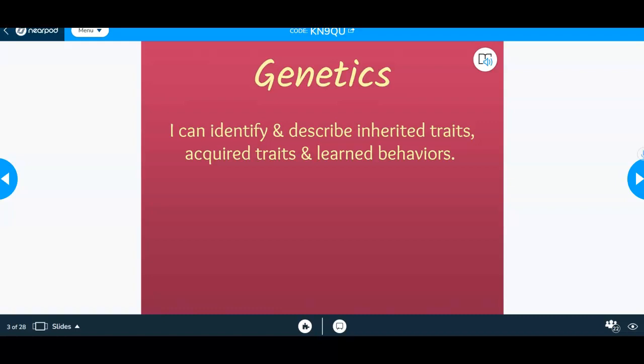We also need to know the same thing for plants and animals, although I don't know that there's going to be a whole lot of learned behaviors for plants, right? But for animals, most definitely as we move on. So we're going to be talking about genetics. This is our genetics unit.